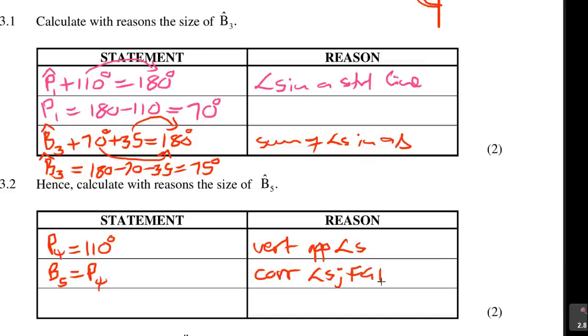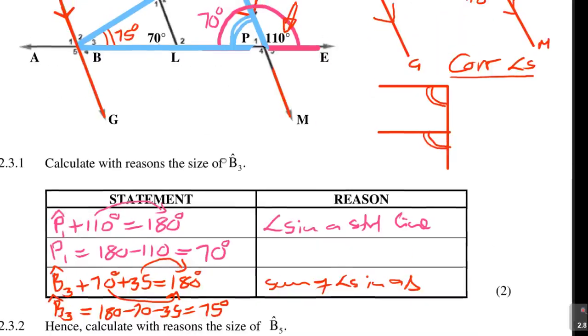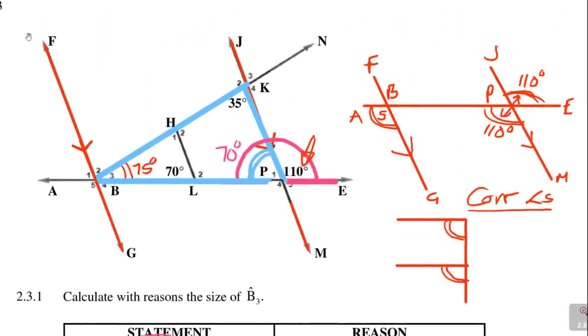FG is parallel, this is the sign for parallel, to JM. Always remember, when you say corresponding angles, give us the pair of parallel lines. This statement here that I gave you, it's NB, very important. Tell us, yes, it's corresponding, but which parallel lines are you using? Because sometimes you find that there is more than one pair of parallel lines.